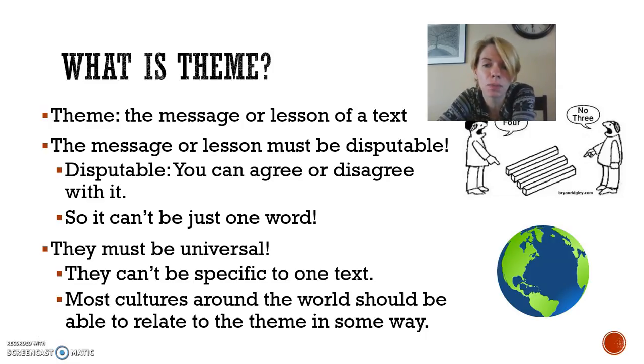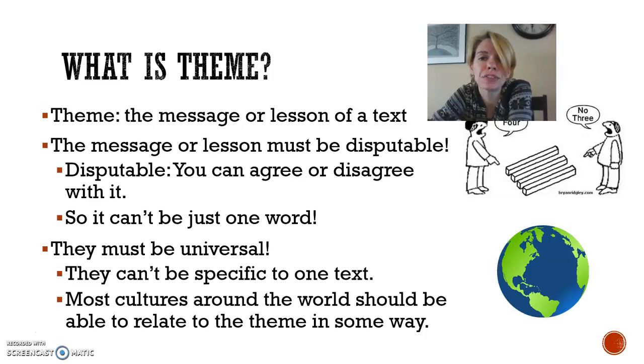The message or lesson must be disputable, and that just means able to dispute it. The word dispute is in there. You can agree or disagree with it. That's what disputable means. It means that it's something you can say, yes, I agree with that, or no, I don't. That means it can't just be one word.